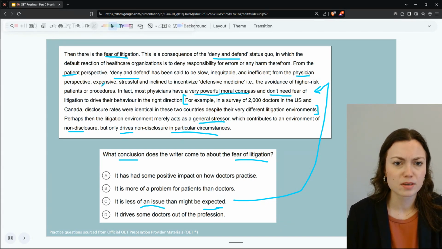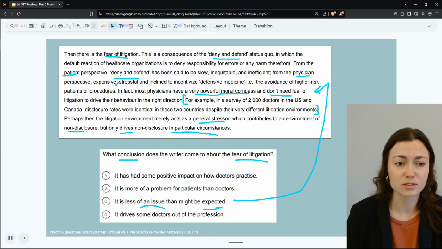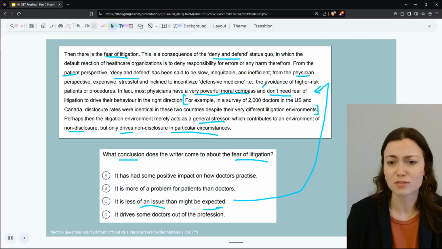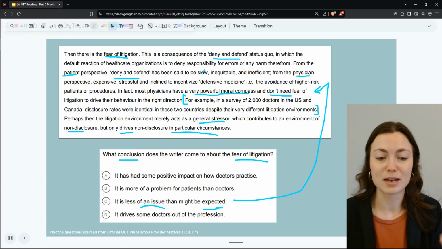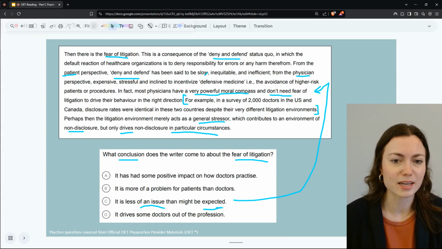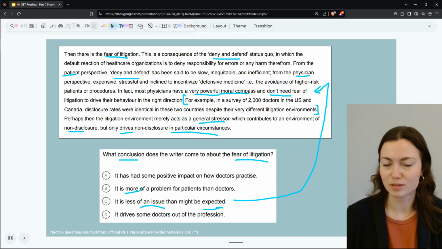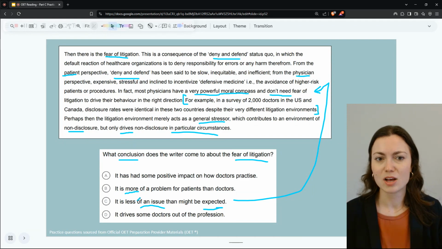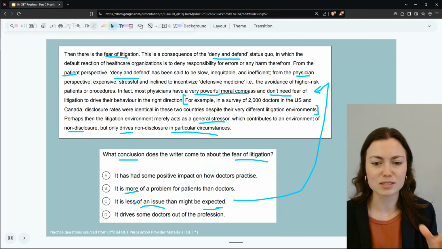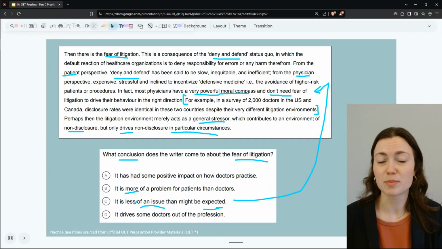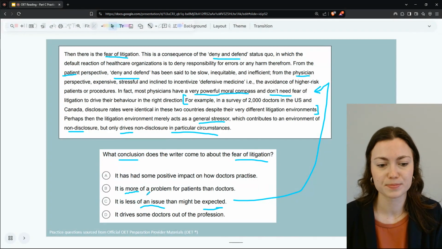It looks like, again, the patients are saying it's slow, inequitable, and inefficient. The physicians are saying it's expensive, stressful, and inclined to incentivize defensive medicine. So it sounds like nobody is having a good benefit from that. It sounds like it's problematic for both patients and doctors for different reasons. So be careful, words like more, words like less, we have to read carefully. Is that what's being stated, or is it actually a problem for both, but for different reasons.